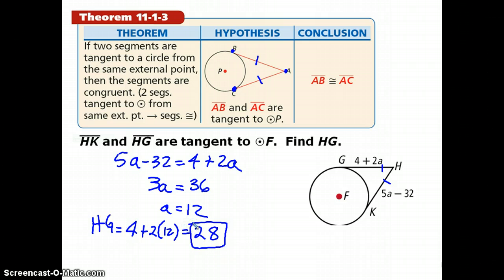So that's how you would solve a problem involving this new theorem that we've just learned about tangents from an external point. So that kind of wraps up what we're doing here. We've learned about circle theorems today. We've started off our little introduction. We're going to talk next time about arcs and chords.